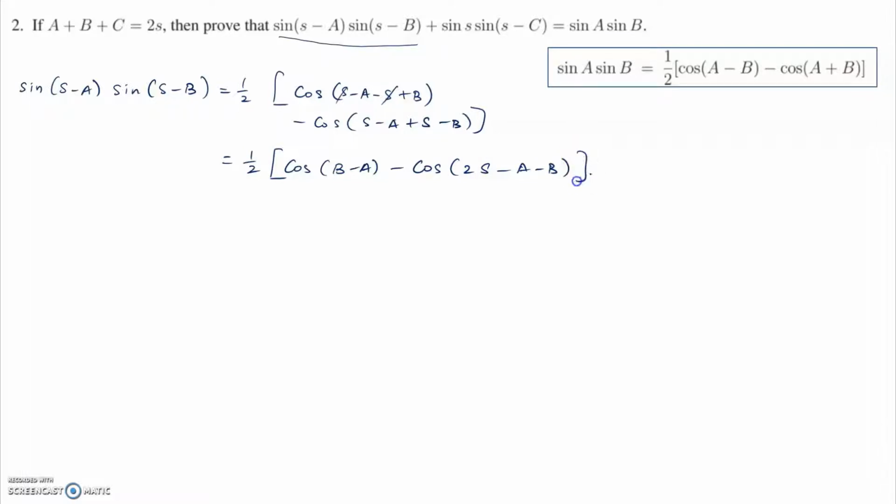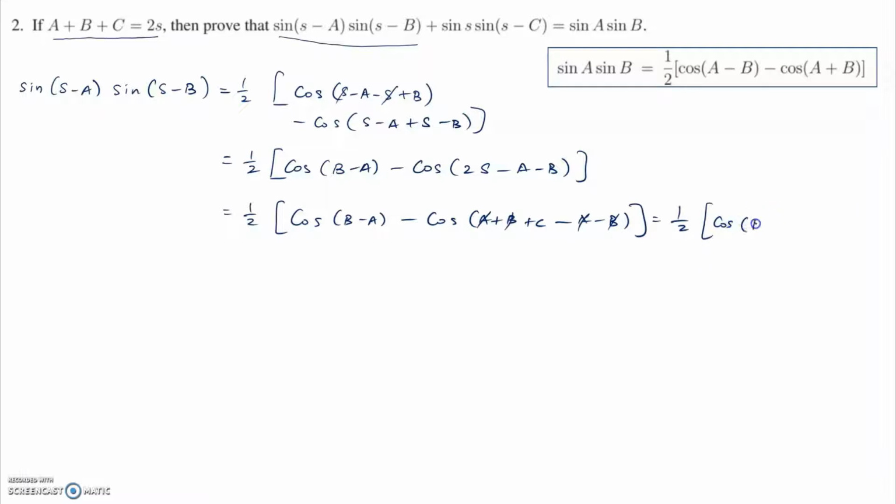Now, we know that a plus b plus c is equal to 2s. So, let us substitute this 2s with a plus b plus c. So, this becomes half of cos(b minus a) minus cos(a plus b plus c minus a minus b). So, again a and a get cancelled, b and b will get cancelled. So, you are left with half of cos(b minus a) minus cos c.